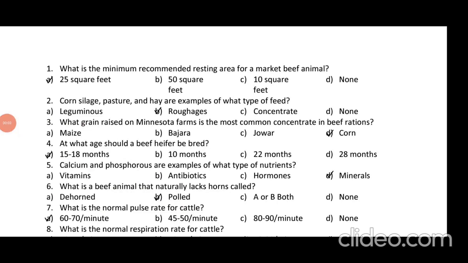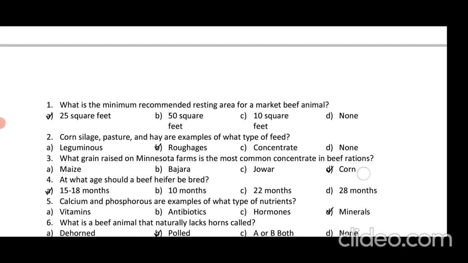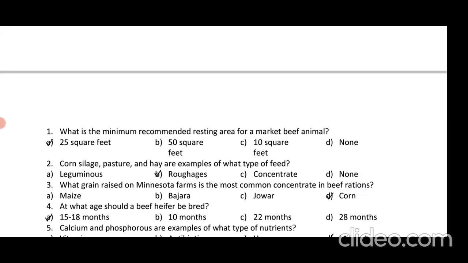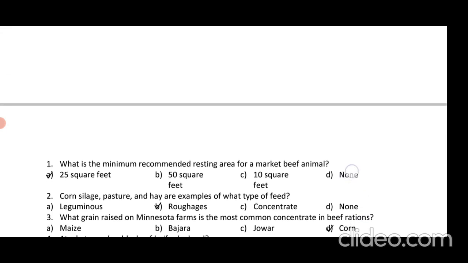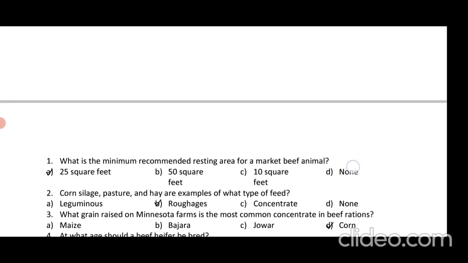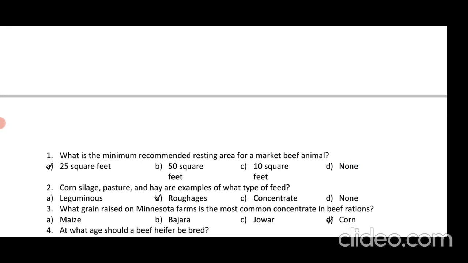What is the minimum recommended resting area for a market beef animal? 25 square feet is the minimum recommended resting area for market beef. Corn, silage, pasture, and hay are examples of which type of feed? Roughages. What grain raised on Minnesota farms is the most common concentrate in beef rations? Corn is the most common concentrate in beef rations.